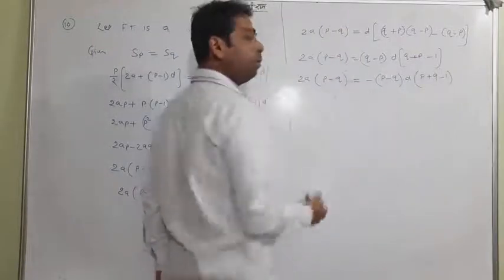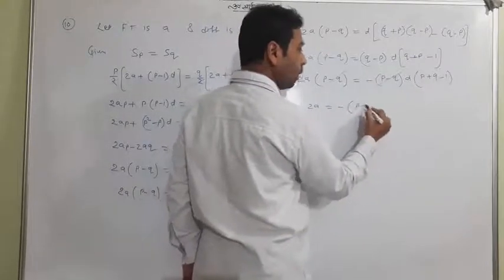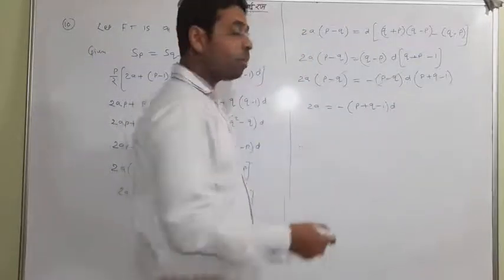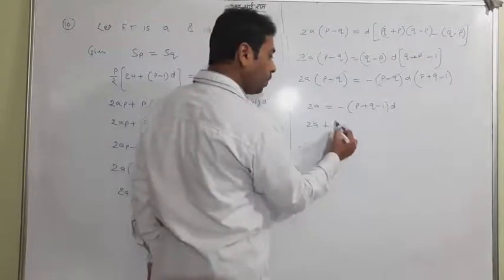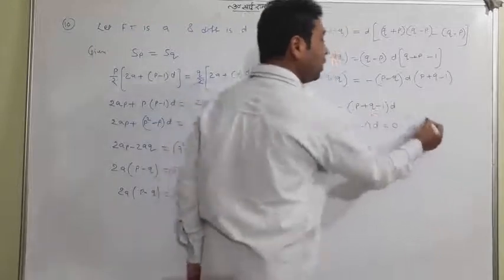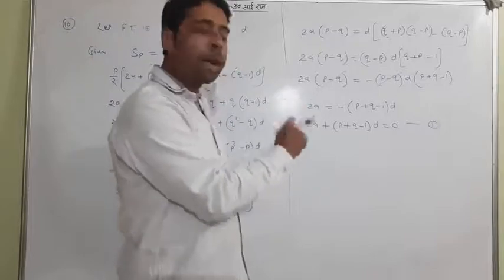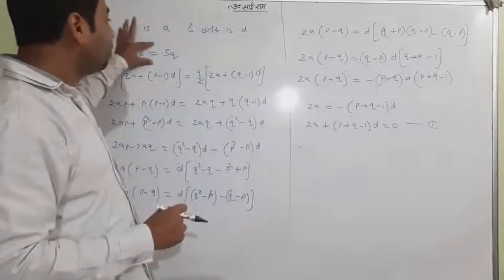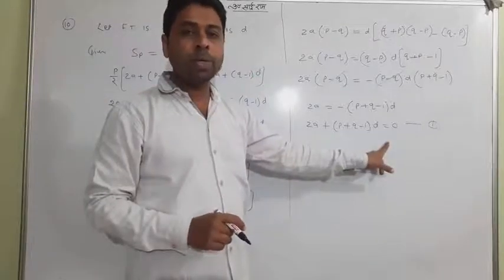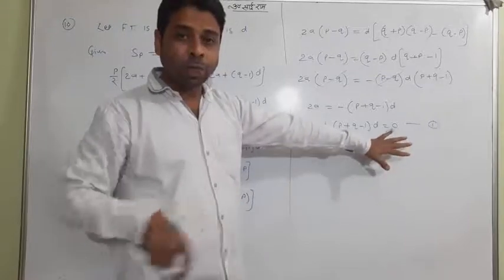So both will cancel now. So what remains here? 2A equal to minus D. I want to write D at the end. Now I transfer it here: 2A plus (P plus Q minus 1) into D is equal to 0. This is not the answer, but it is the last step that we have got from the given. SP equal to SQ means that we are given this, because we have got the conclusion from the given. So we will keep it safe.